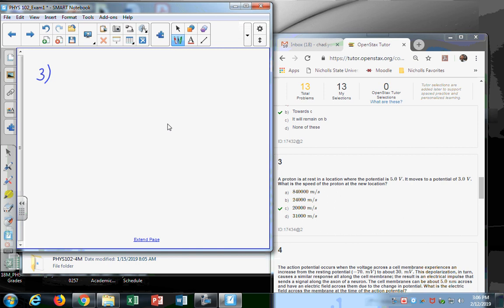I have a proton at rest in a location where the potential is 5 volts and then it moves to a potential of 3 volts. So the delta V here is 3 minus 5, which is equal to negative 2 volts. Turns out that the negative is not important because I'm just looking for the magnitude of the speed. And then I want to know what is the speed of the proton at that new location.